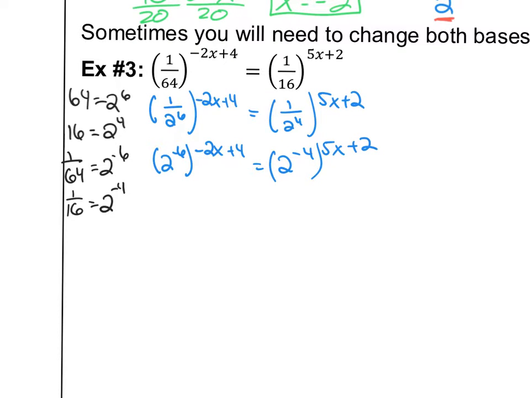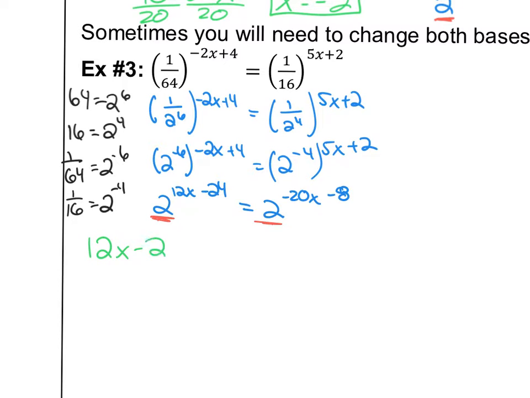And then again, we need to distribute out this negative 6 into the negative 2x plus 4, and the negative 4 into the 5x plus 2. So when we distribute that out, we get 2 to the negative 6 times negative 2x is 12x, negative 6 times positive 4 is negative 24, equals 2 to the negative 4 times 5x is negative 20x, negative 4 times 2 is negative 8. And so now we have those common bases that we were trying to get the whole time, and so we can go ahead and solve for the x value now.